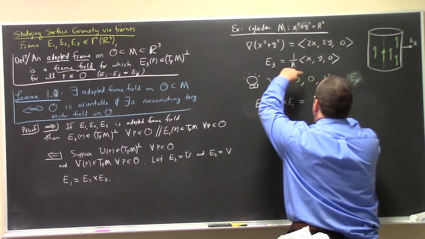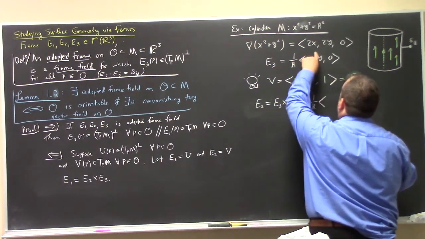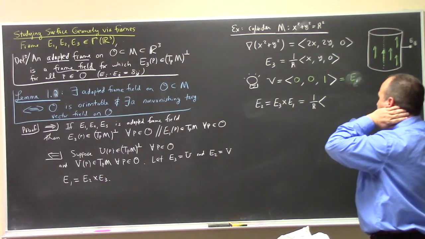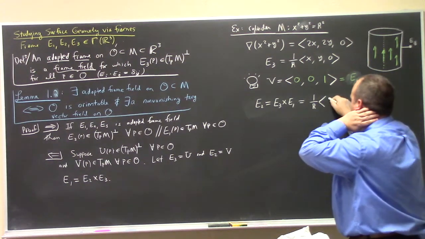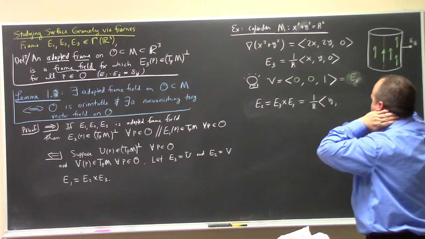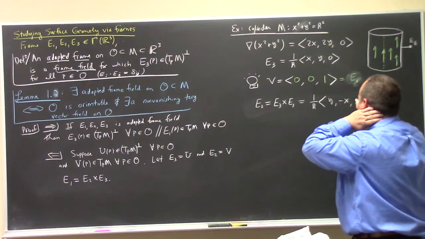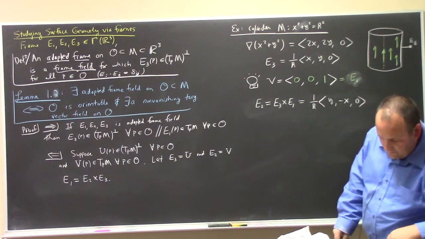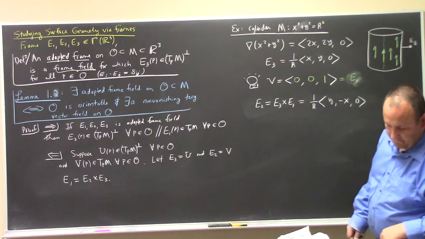I think I get Y, I get 1 over R. Negative Y? I think I get Y. And then minus X. Which I think is what I have in the notes. Yeah, Y minus X.